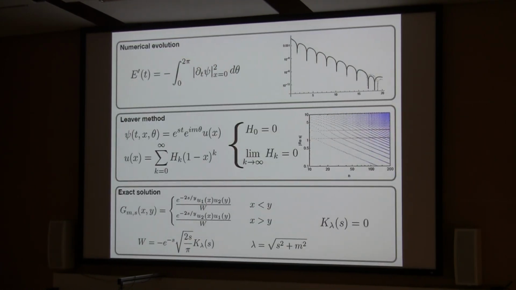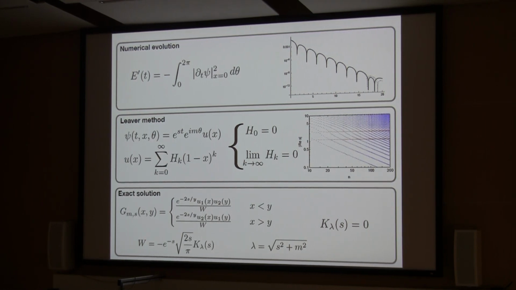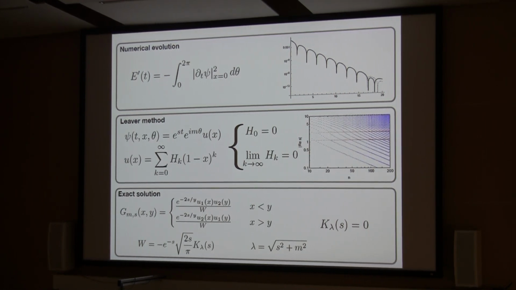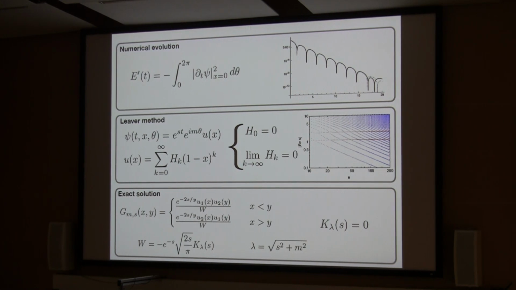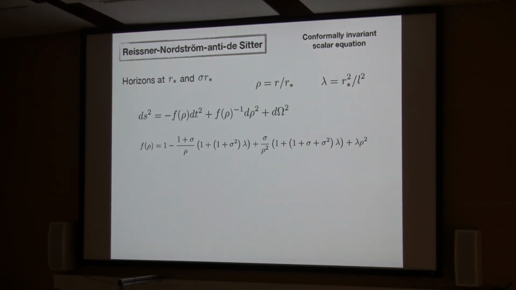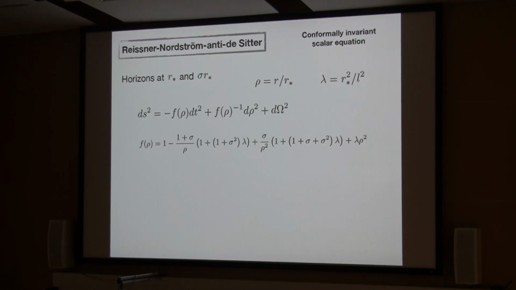Okay, so here we have three different methods of getting quasi-normal frequencies for this toy model, and having this, we would like to apply some lessons from here regarding the use of these hyperboloidal foliations to the more difficult question, which is Reissner-Nordström-anti-de Sitter spacetime. In particular, we'll be mainly interested now in the conformally invariant scalar equation on this background.